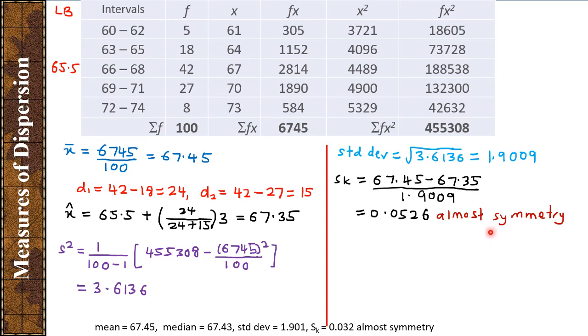So since the conclusion is almost symmetry, I think the better measurement to choose is the mean, right? Okay, since it is almost symmetry.